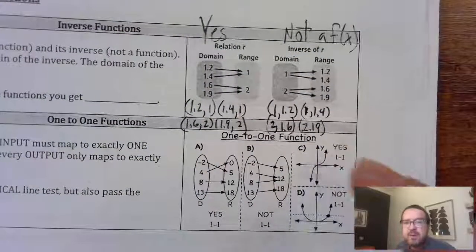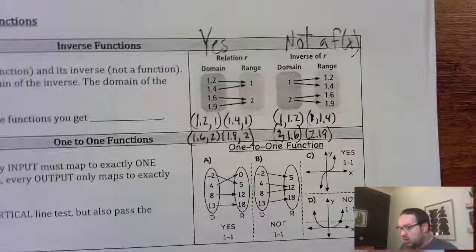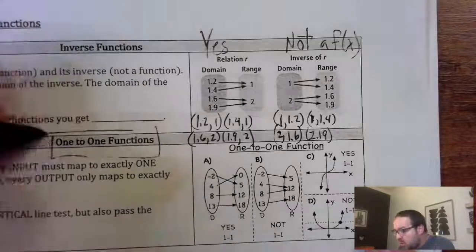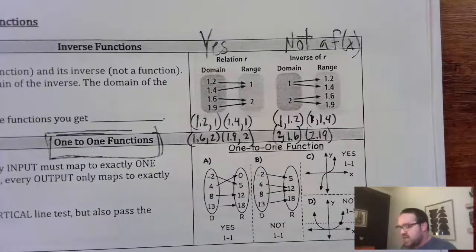So we have to be mindful that when we switch the order of it, this new relation may not be a function. It may not satisfy what we're doing here, right? There's a specific kind of inverse function, and we call these one-to-one. A one-to-one function basically means that the original and the inverse are functions.